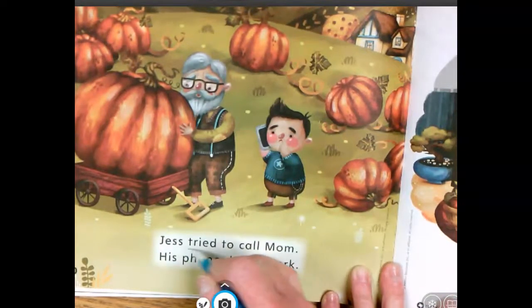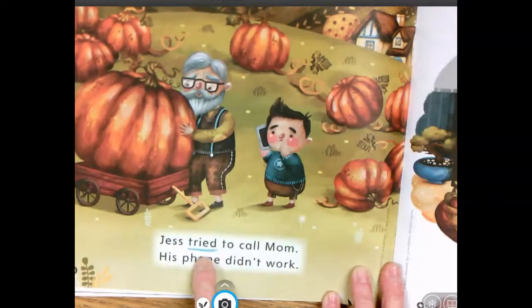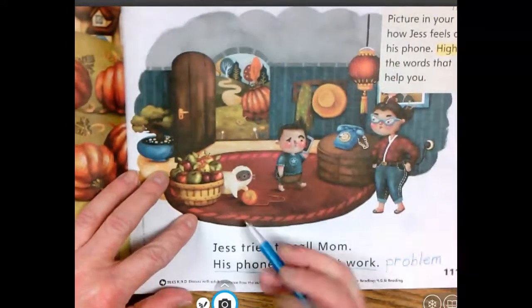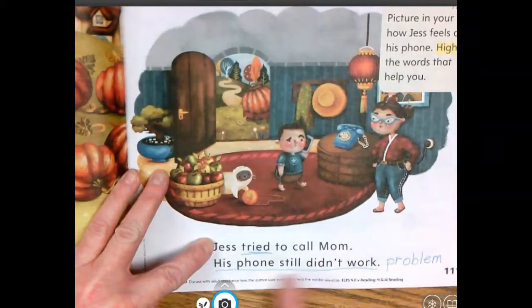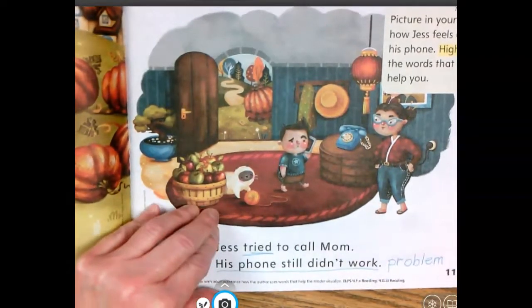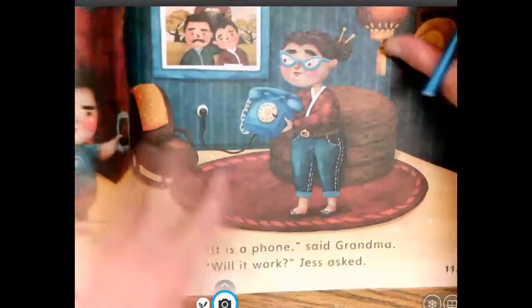We can underline the word tried. He tried to call Mom, but he wasn't successful. It didn't work. And on this page, he tried again, but it still didn't work. Let's turn the page. Let's see what happens.